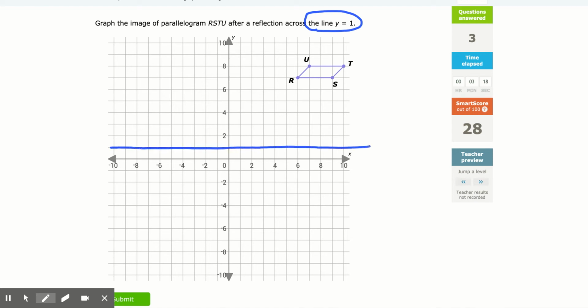So I need to reflect it down below. So again, I'm going to be thinking, how far away is this image from the blue line, not the x-axis, but the blue line? And it looks like I'm 1, 2, 3, 4, 5, 6. So I need to be 1, 2, 3, 4, 5, 6. Just don't accidentally go to -6. I'm not going to -6. I'm going 6 past the blue line, which puts me at -5.